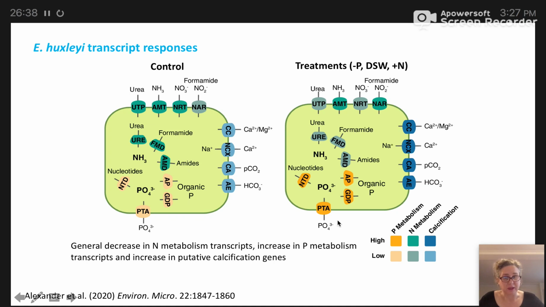And what was exciting for us is that we also saw a general increase in putative calcification genes, which suggests that these cells are either increasing calcification or shifting from non-calcifying to calcifying life stages.